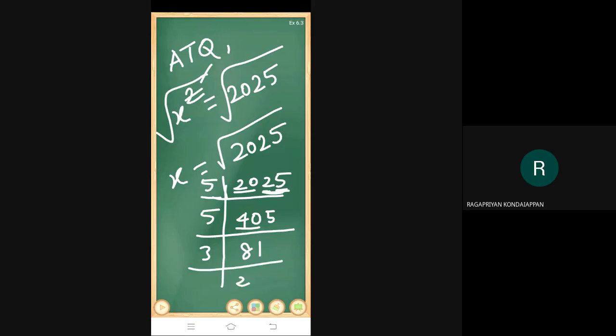Now, 3 twos are 6. 8 minus 6 is 2. Now this number becomes 21. 21 is 7 times 3. Then again 3, 9. Then 3, 3. You will be getting 1, 3. And 9. Then you will be getting 1. So, here instead of 2 fives, 1 five. Instead of 2 threes, 1 three. Here instead of 2 threes, 1 three.